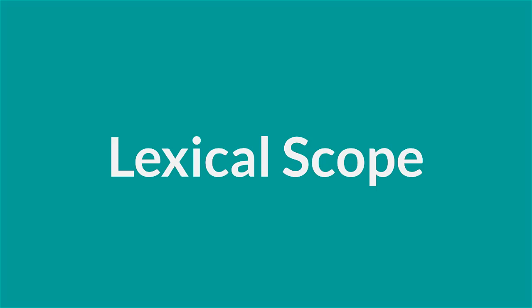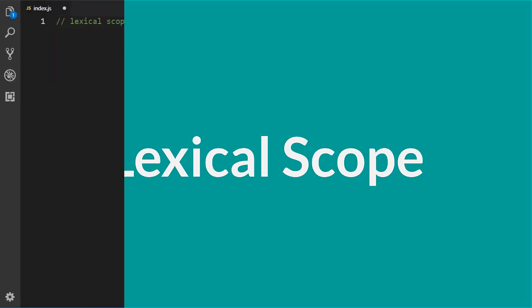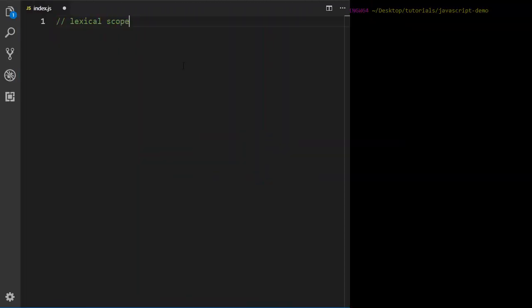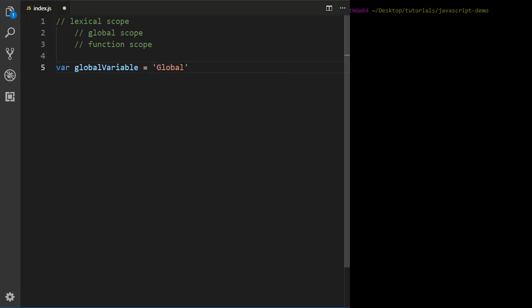In this lecture, we are gonna see lexical scope in JavaScript. We have two lexical scopes in JavaScript: global scope and function scope. Let's create a global variable, var global variable, and assign it a global value.